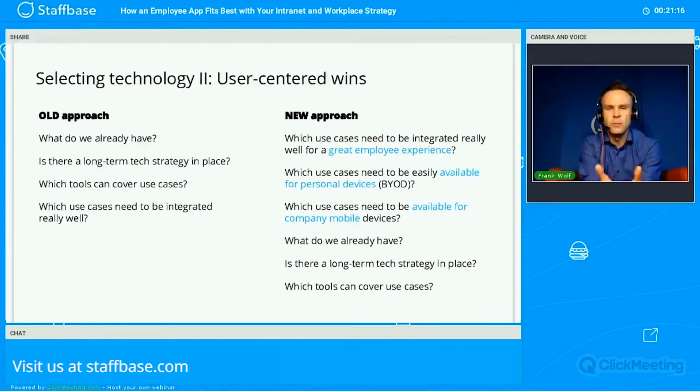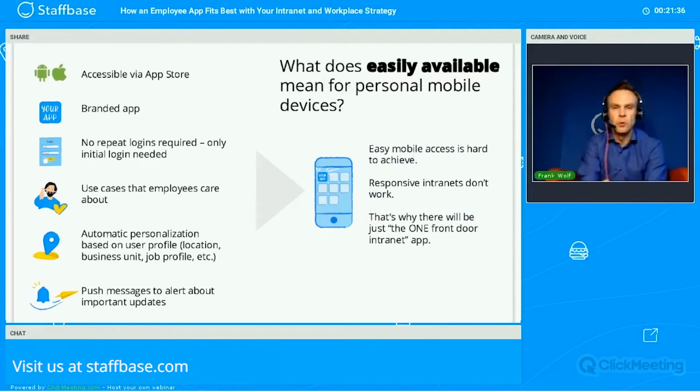Second, what's really important is which of the use cases are available and need to be available for personal devices, and which need to be available for at least company mobile devices. And as we will see, these questions really change the strategy of the whole thing a lot, right? Because if you look in more detail at what it actually means to make information really easily available on personal mobile devices, you see it's actually not too easy, right?